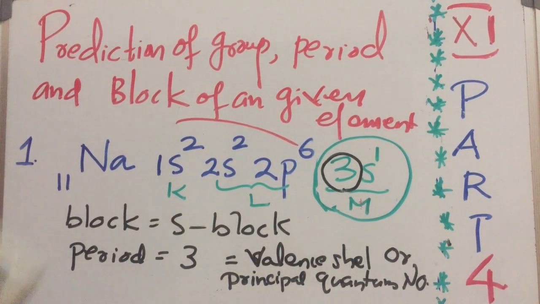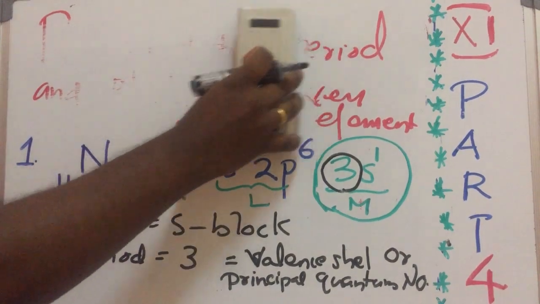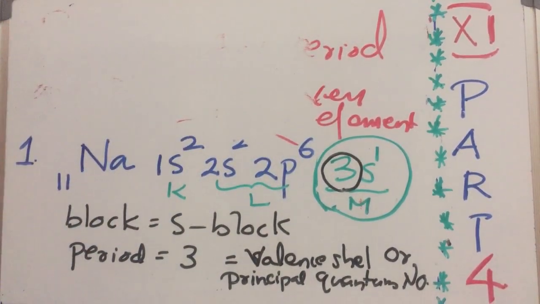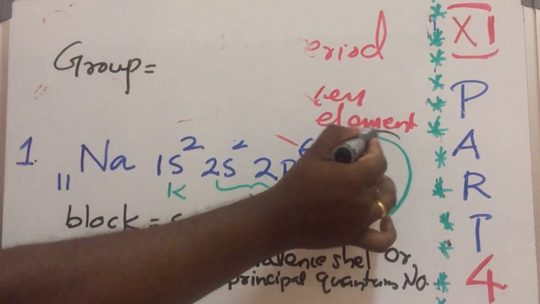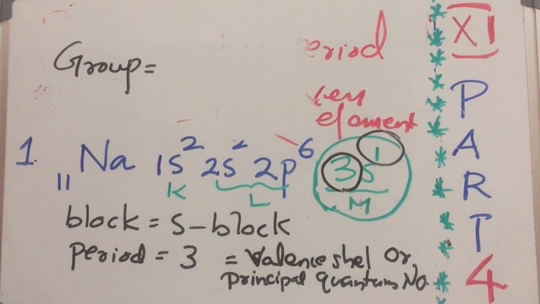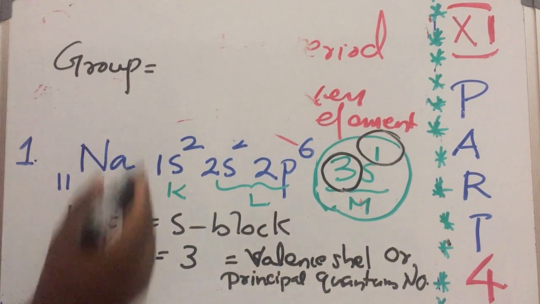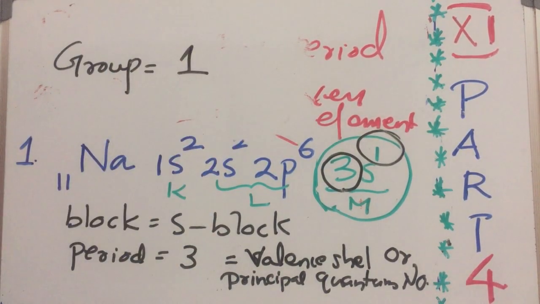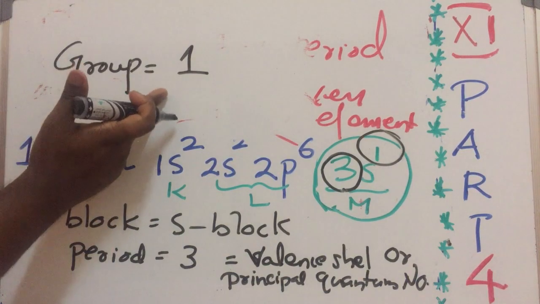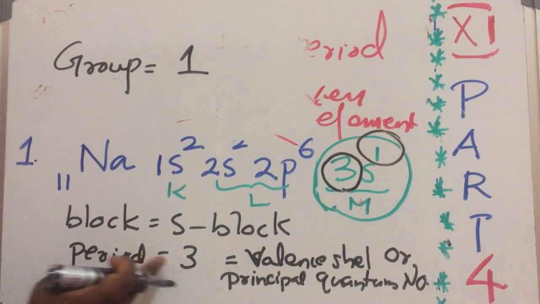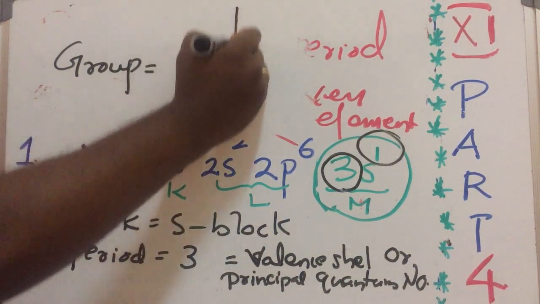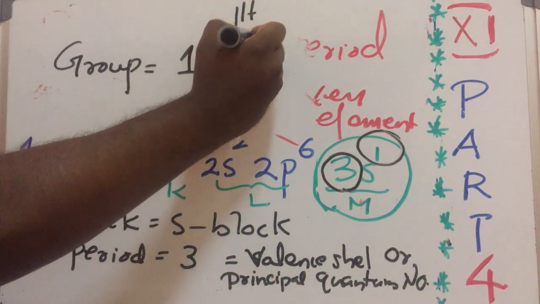And how to find group? Group is very simple. This number 1. The number of electrons in the valence shell is equal to the group number. So the group of sodium is 1. Just check the periodic table and see whether it is correct or not. Sodium belongs to group 1, correct. Belongs to s block, correct. Which period? Third period. So it's exactly correct.